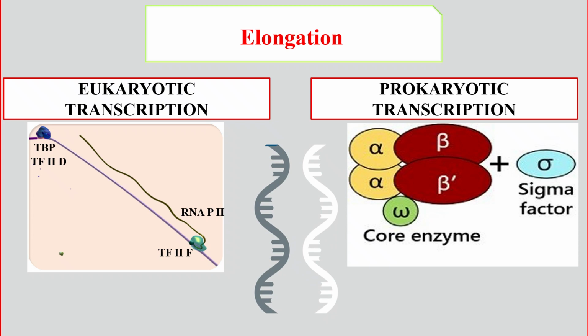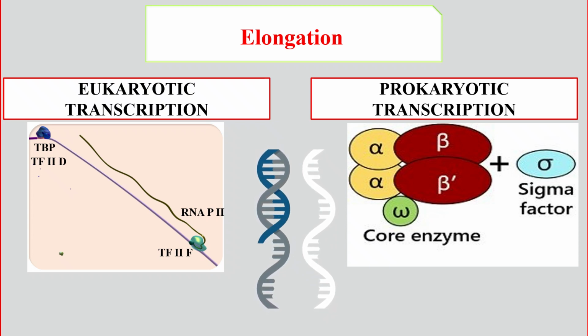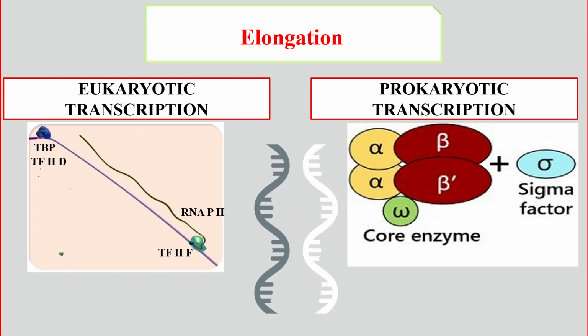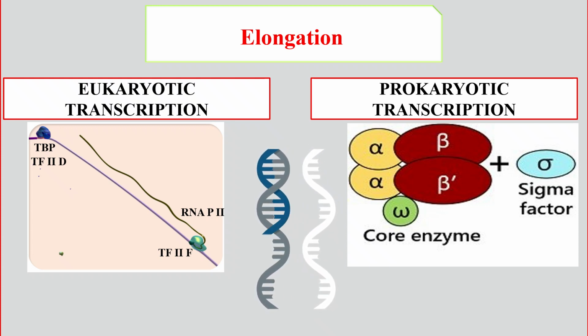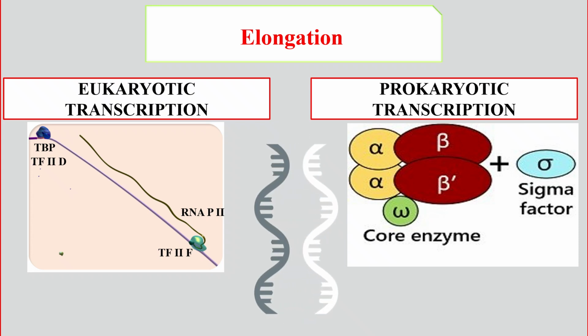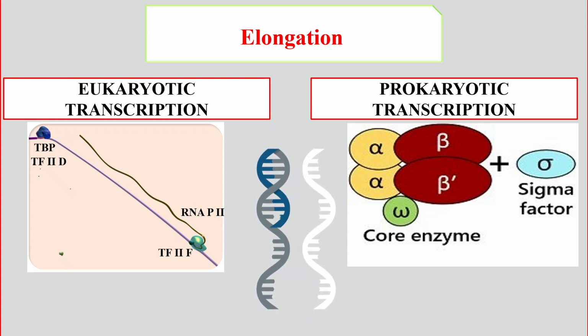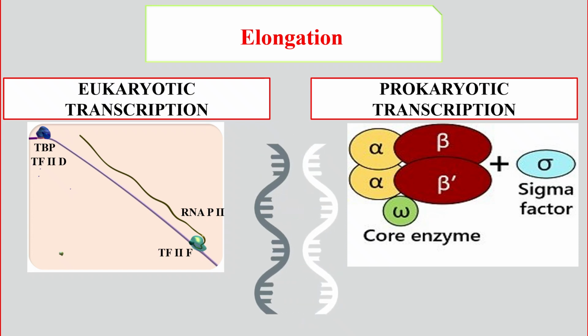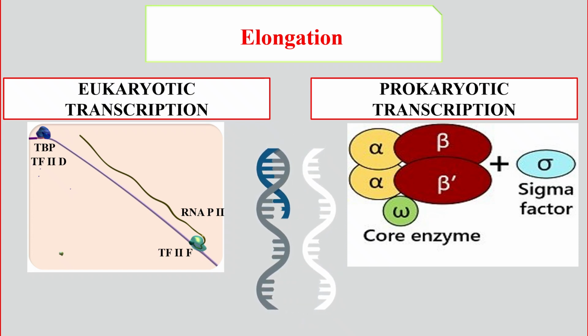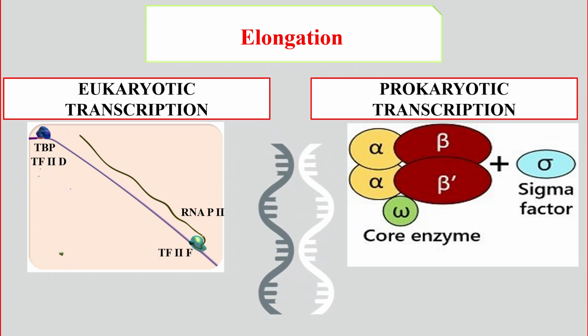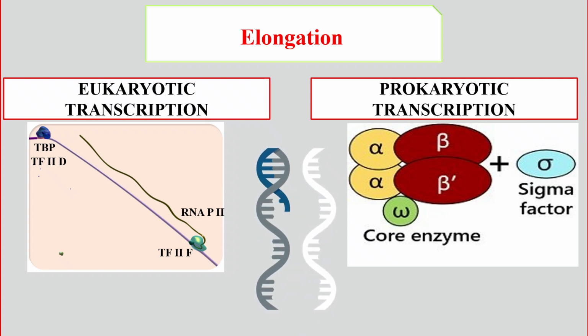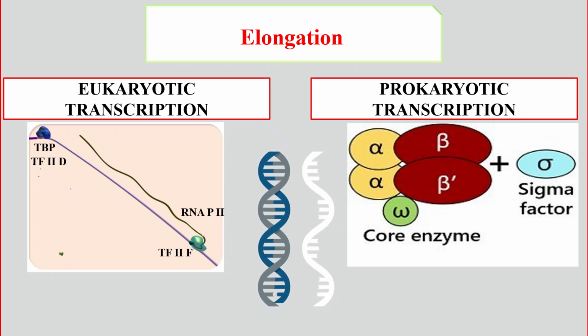While in prokaryotic transcription, the RNA polymerase will keep on elongating and move forward by unwinding the double helix and catalyzing the synthesis of the RNA. The sigma factor will be released. In prokaryotes, it will leave behind the sigma factor, and the rest of the RNA polymerase with the remaining subunits will keep on moving. While in eukaryotes, as you can see, RNA polymerase will dissociate all the transcription factors except for transcription factor 2D.